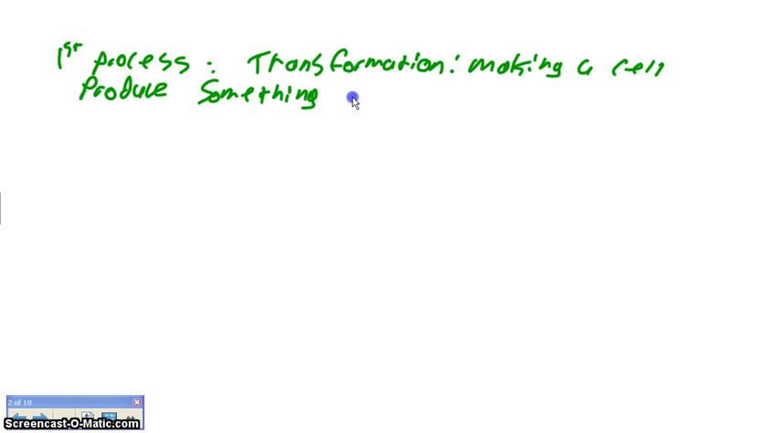Making a cell produce something it normally does not. So for an example of this, we're going to think about a person with diabetes. A person with diabetes, their pancreas doesn't make enough insulin. And so before we had biotechnology, before we had this process of transformation, they needed insulin from a source. They couldn't make it themselves.